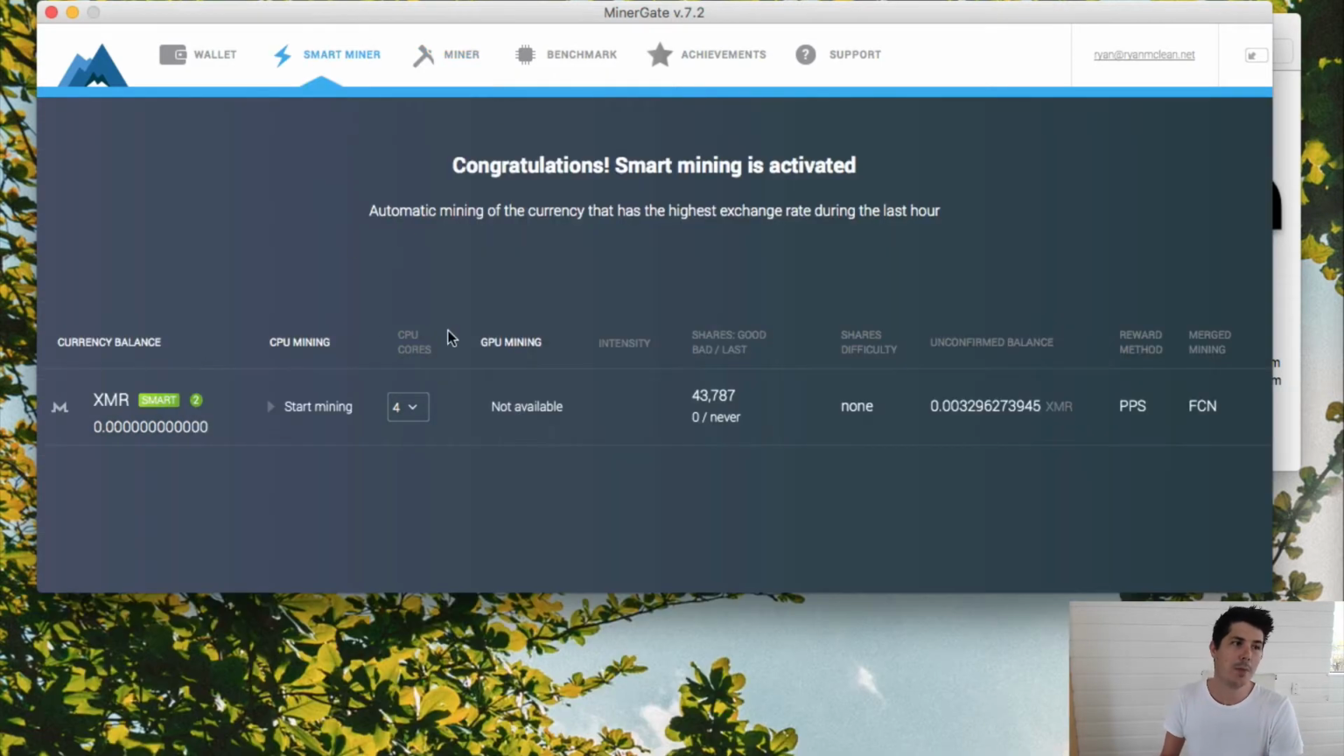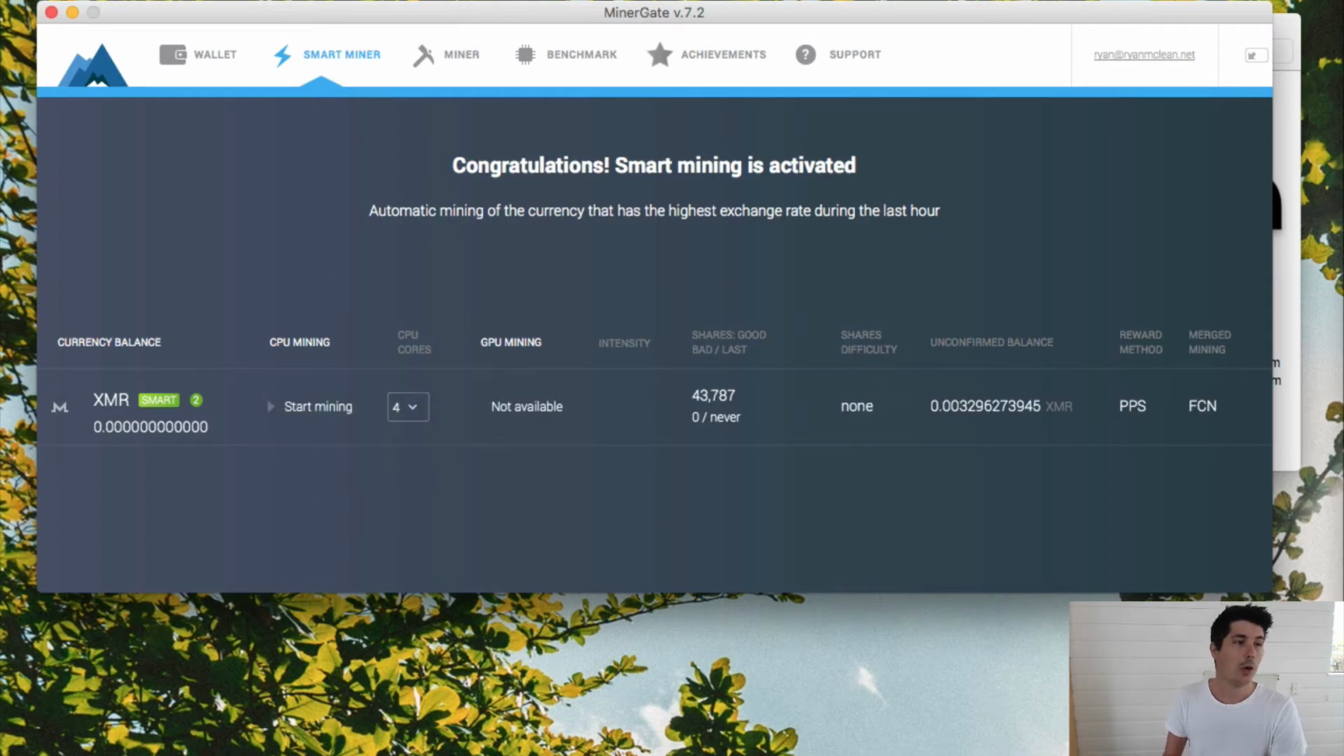If I go to the Smart Miner, which is meant to choose the best coin for your computer, the most profitable one, then it goes ahead and it chooses Monero. But I want to double check this and make sure that it is picking the right one for me.